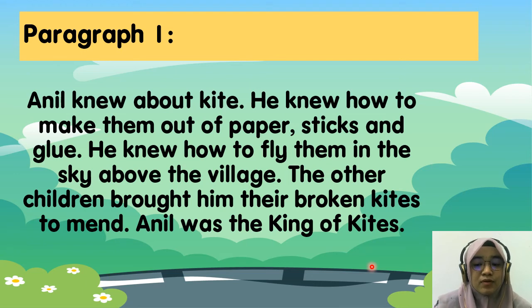One more time. Anil knew about kites. He knew how to make them out of paper, sticks, and glue. He knew how to fly them in the skies above the village. The other children brought him their broken kites to mend. Anil was the king of kites. Okay, so that's how you read.